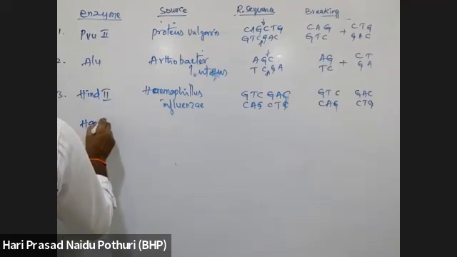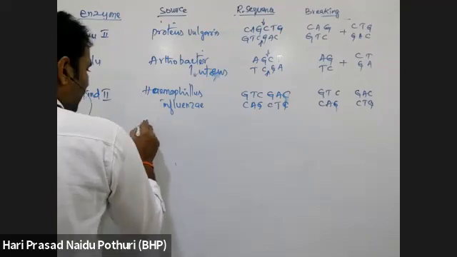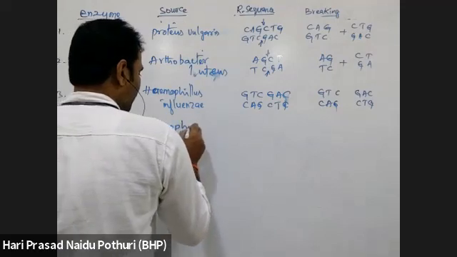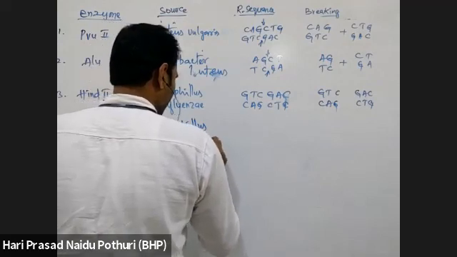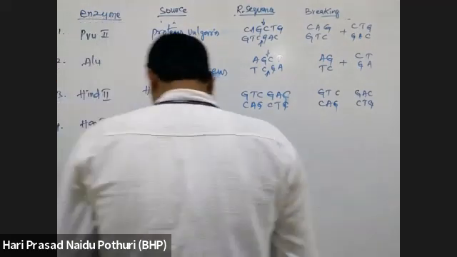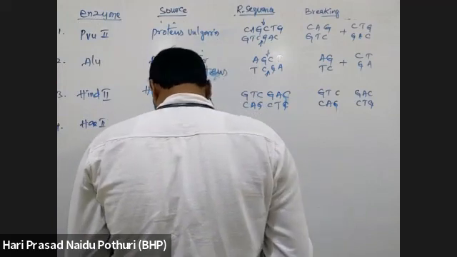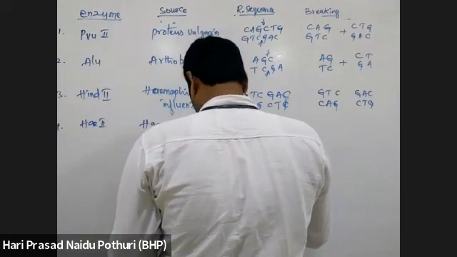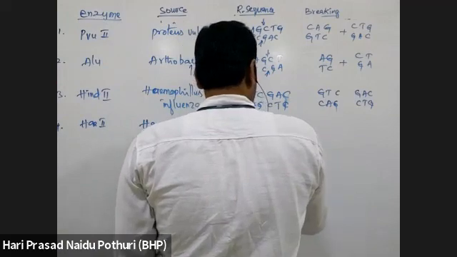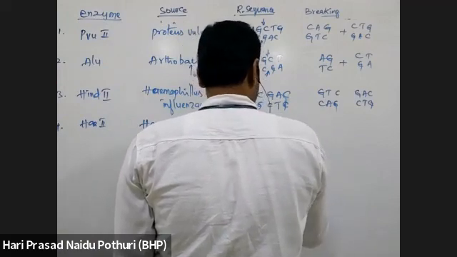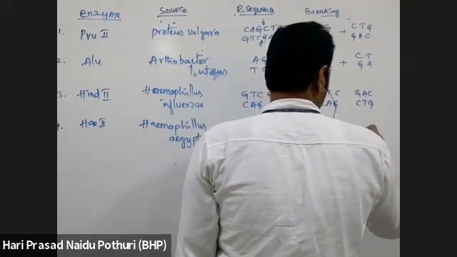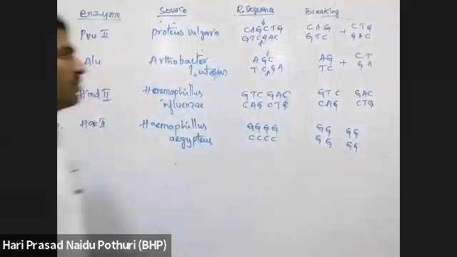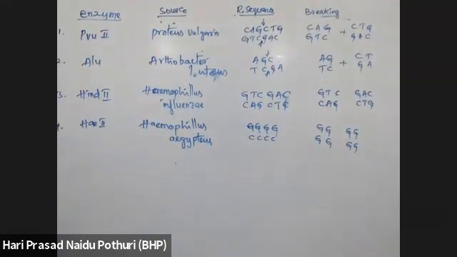Fourth one, HAE, Haemophilus aegyptius. This has GGGG, CCCC. Bond is broken down like this. So these are straight end producing enzymes or blunt end producing enzymes. Examples.